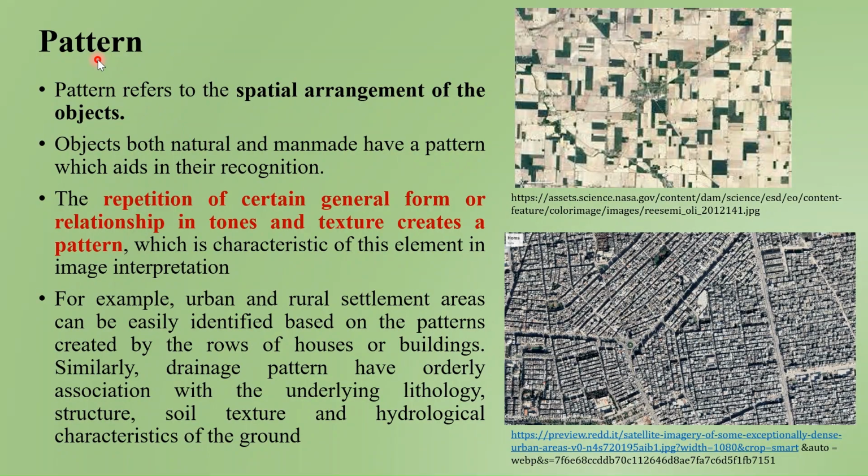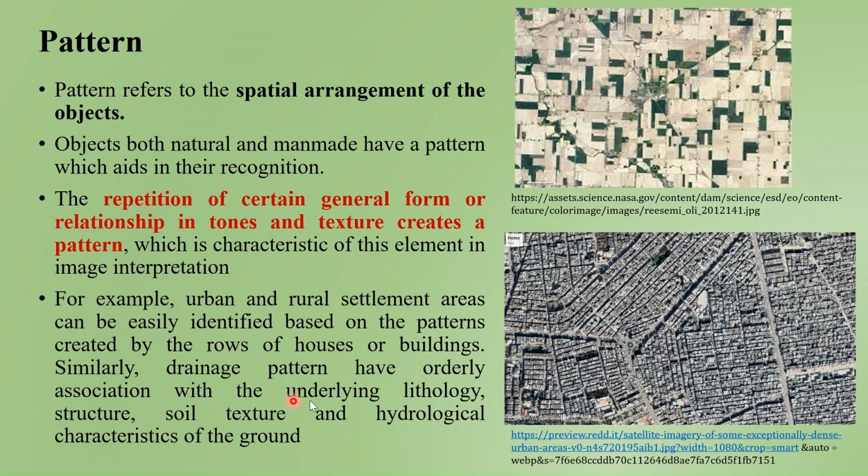Next element is pattern. Pattern refers to the spatial arrangement of the objects and the repetition of certain general form or the relationship in tones and the texture. It creates a pattern which is characteristic of this particular element in the image interpretation. Both natural and man-made objects have patterns and it helps in their recognition in the satellite or the aerial imagery. For example, the rural or the urban settlement area can be easily identified on the images based on the patterns which are created by the rows of the houses or the buildings.